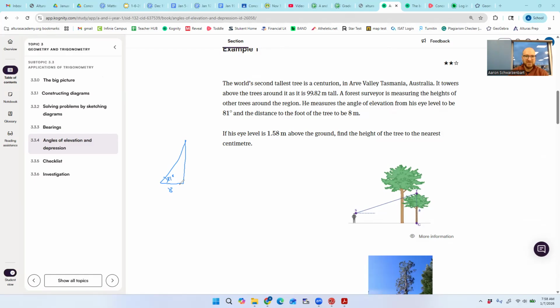81 degrees. This is 1.58, so I'll have to add that at the end. I'm looking for the height here, x. So that's a tangent. Opposite over adjacent. So 8 times tangent of 81 is 50.51.